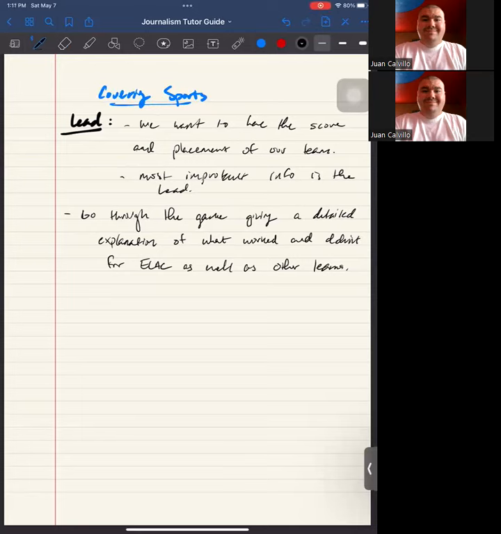Then you would go into the game itself, and you would start talking about the game. Both sides played hard. The first goal, and you would go from there. You would want to delineate goals, talk about goals or points scored, when, and by who.